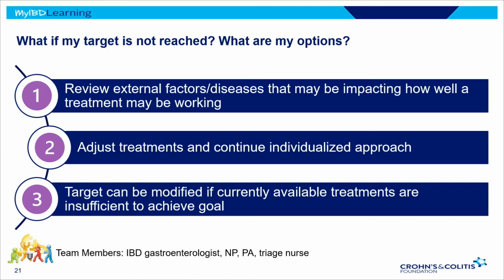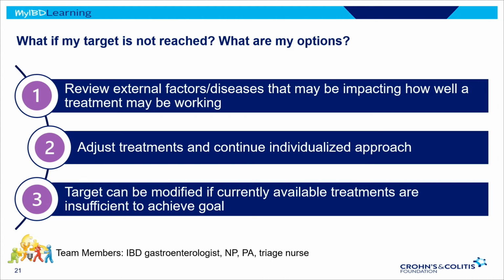So, reaching a missed target. What if my target is not reached? What are my options? You want to review external factors, diseases that may be impacting how well my treatment is working or not working. For example, some patients with IBD, inflammatory bowel disease, could also have overlap with irritable bowel syndrome or functional diarrhea. So we have to consider these different factors or stressors in life that may be contributing to the diarrhea that may not be associated specifically with a colitis flare, and that has to be treated itself.